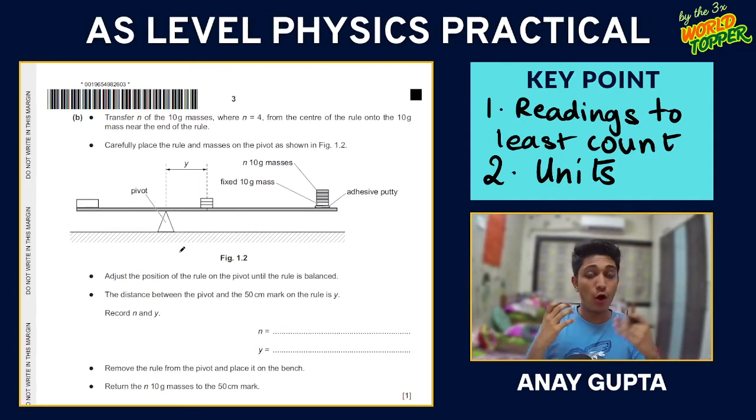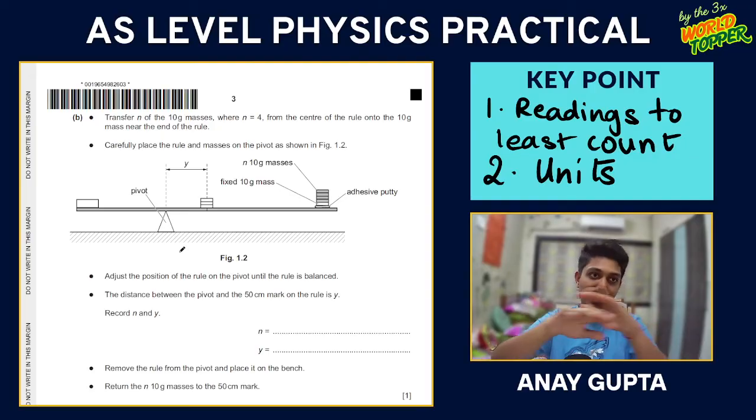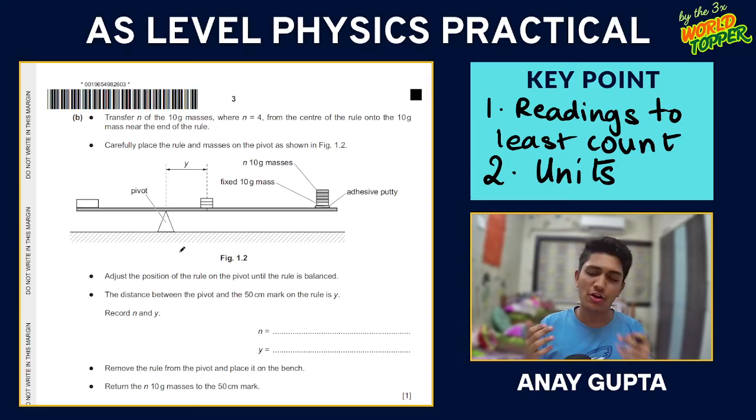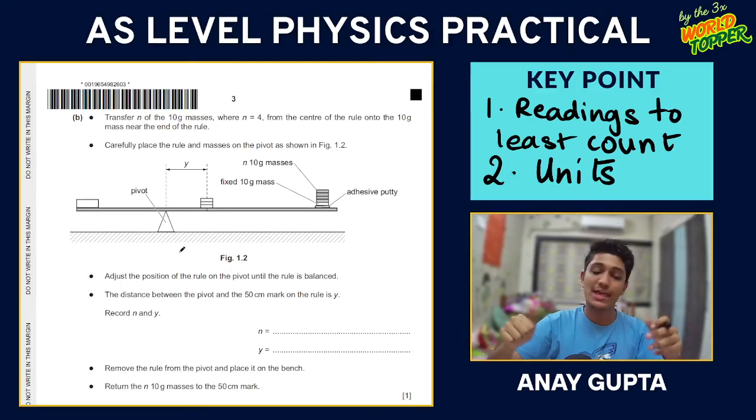Now it will obviously be very difficult for me to get a situation where the rule is perfectly balanced. So I can assume that the pivot is at its perfect point when I leave the ruler and it stays in the air for about 5 seconds in its perfectly horizontal position before it tips to one side. If it is resting on the pivot flat for about 5-6 seconds, then you can rest assured that you have placed your pivot at an appropriate position. Now record n and y.